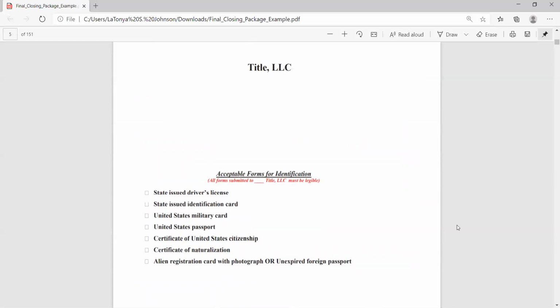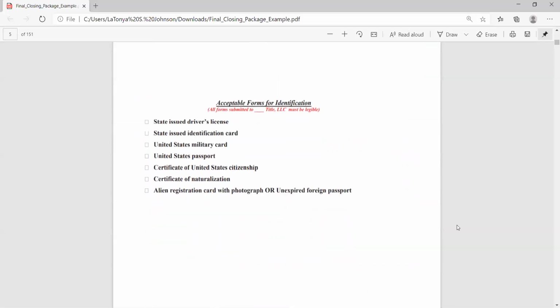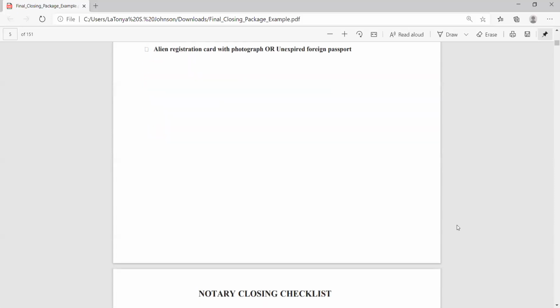Here it's talking about the acceptable forms of identification. Normally they want 2 forms of identification. So these are the acceptable forms of identification. You can take a picture of it. If you're using Snapdocs, you can take a picture of it and load it into Snapdocs.